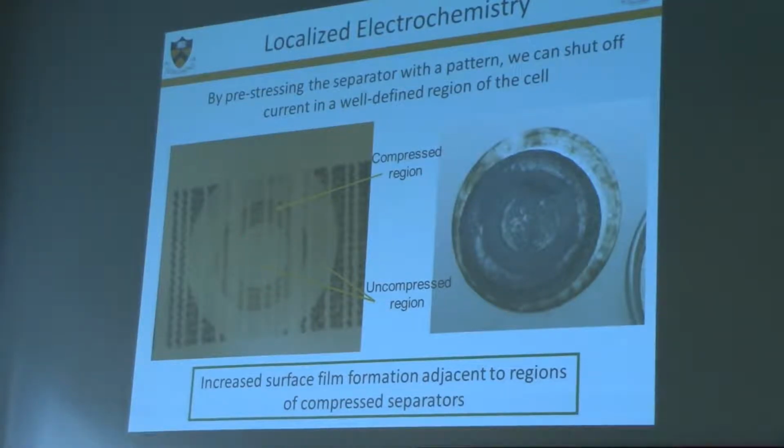You can see that it becomes transparent where you squeeze it, and that's normal for a porous polymer that gets compressed down and closes the pores. I put that into a cell, I cycle the cell, and sure enough, you can see there's no plating in the region where the pores were closed, and I have plating in the regions right next to where the pores were closed.